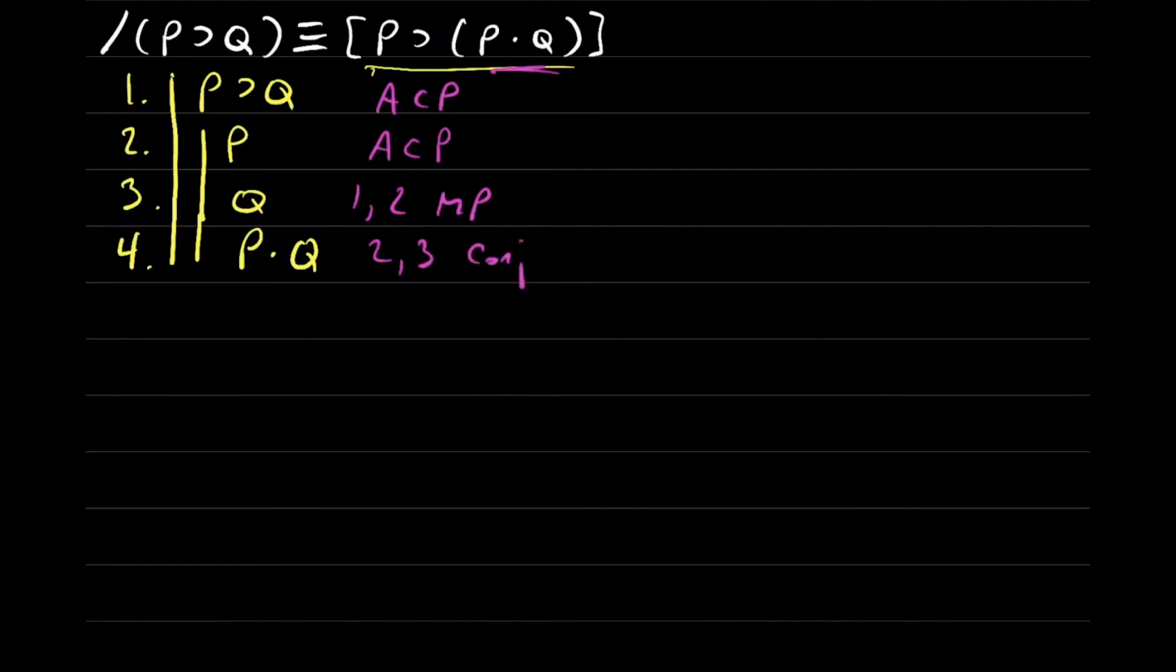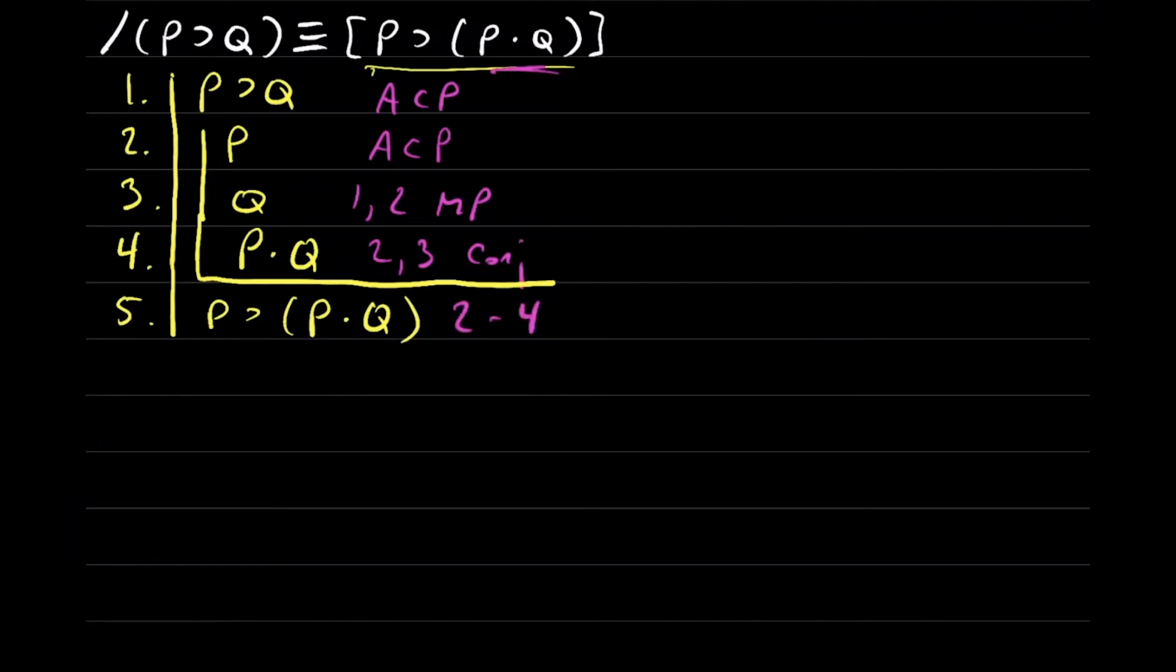Okay, now look what I've done. I've shown that if I assume P, I can get P dot Q inside the scope of that second conditional proof sequence. So I'm going to close that inner one off. I'm still inside the scope of the outer one. And I've shown if P, then P and Q. That's going to follow from lines 2 through 4 by conditional proof.